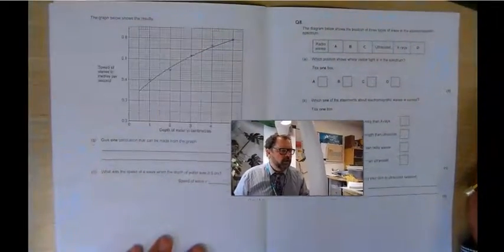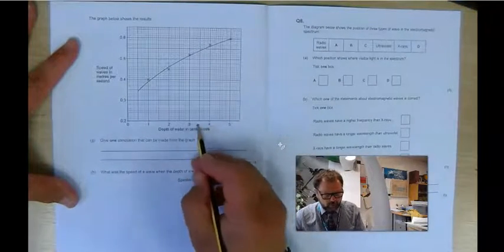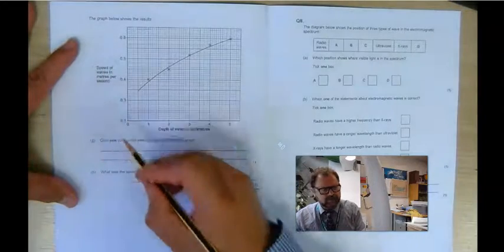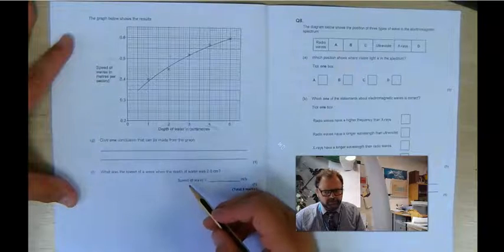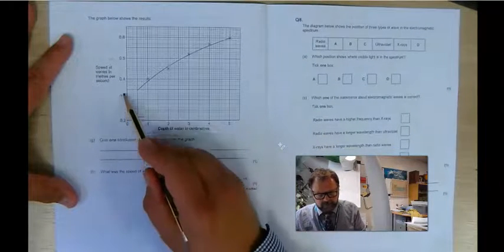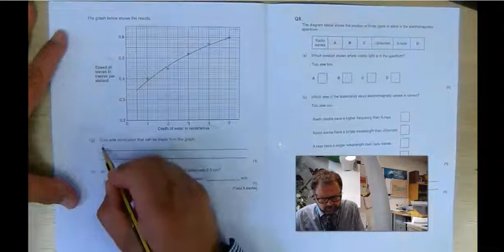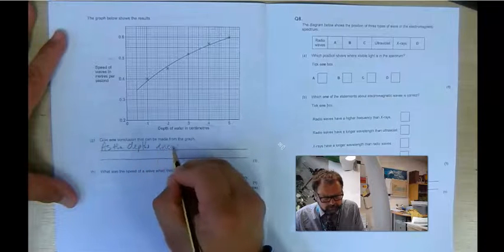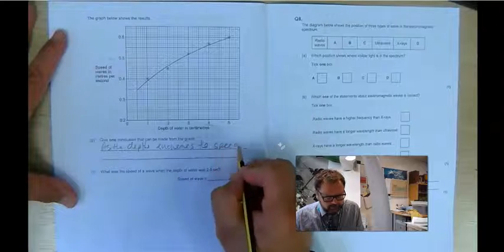Okay, the next part is giving you a graph to interpret. Whenever you get a graph, always think whatever's on this axis is affecting the thing on this axis, and we're looking for a pattern or a trend. So you can see from this graph here that as the depth of the water gets bigger, the speed of the waves also gets bigger. So we can put that into a sentence and say, as the depth increases, the speed also increases.